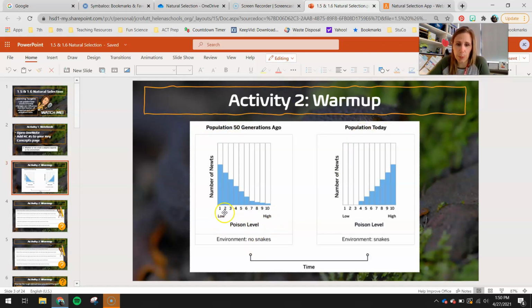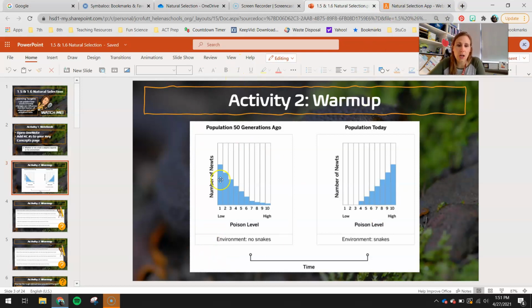What we see is poison level, so I'm going to assume we're talking about newts, which if we look at our y-axis, yes, we are talking about the number of rough-skinned newts. And then what we see in our environment is we go from no snakes 50 generations ago to now having the presence of snakes in our environment. And from that reading a couple lessons ago, you learned a little bit about rough-skinned newts and how they have different predators, one of which could potentially be snakes.